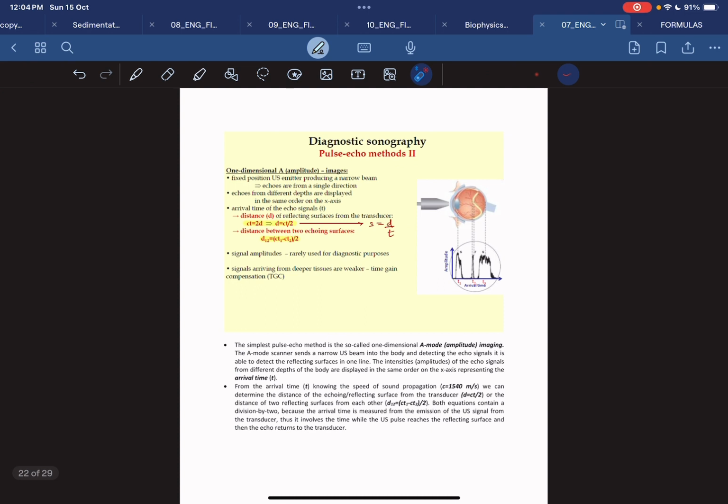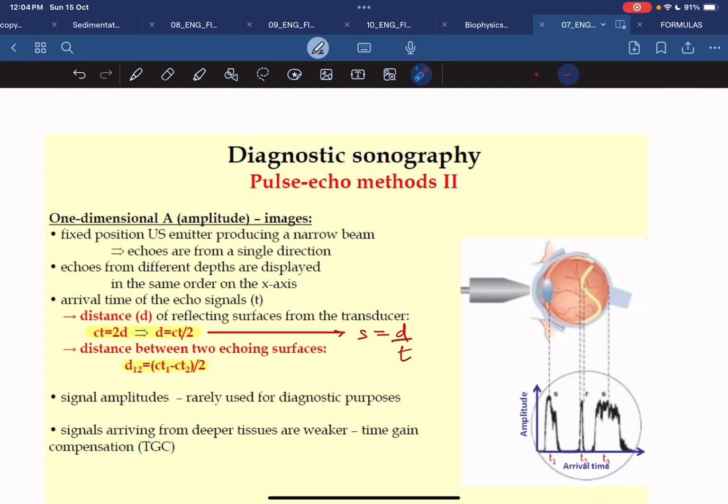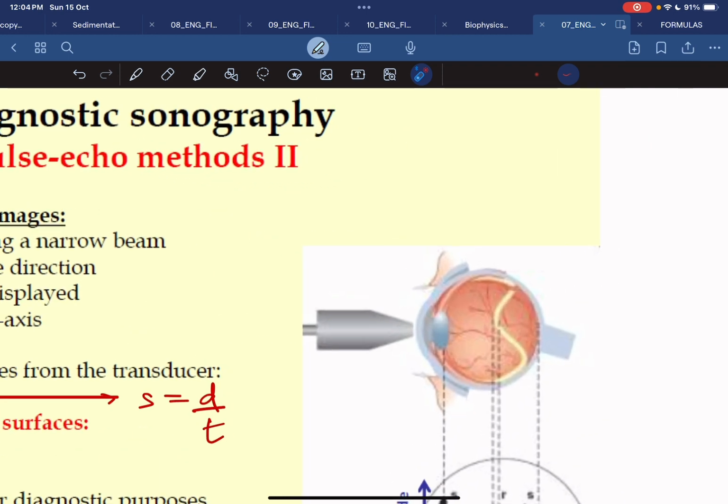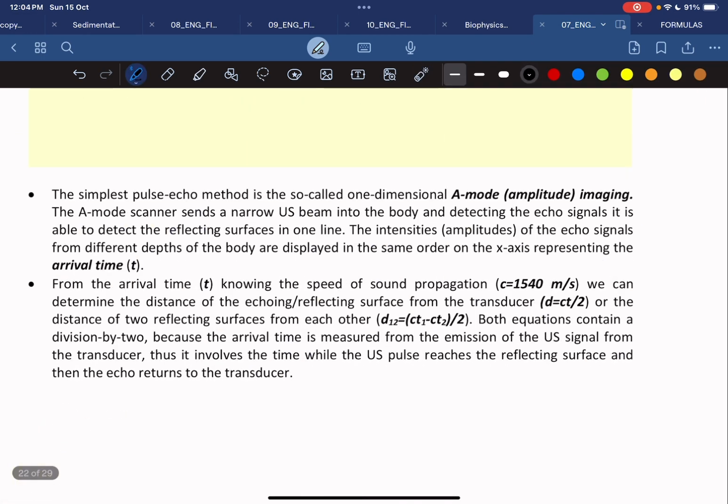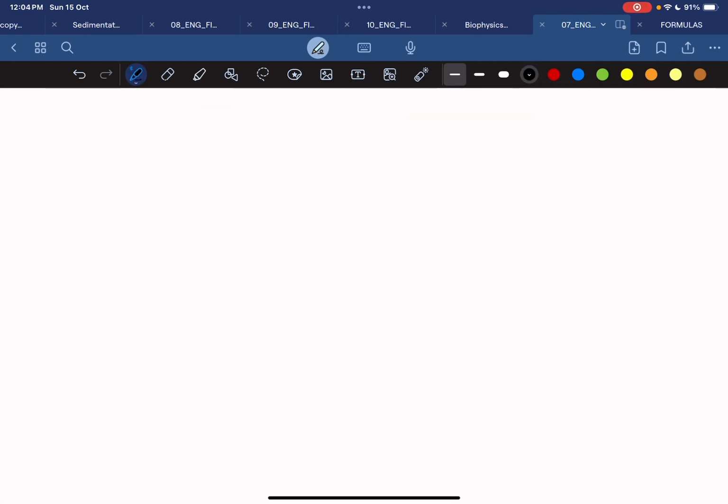Now, this is another method. This is called a one-dimensional A image. What is an A image? An A image basically just plots the intensities of the amplitude of the graph coming. Okay, so basically, there's going to be a graph. Let me draw the graph.